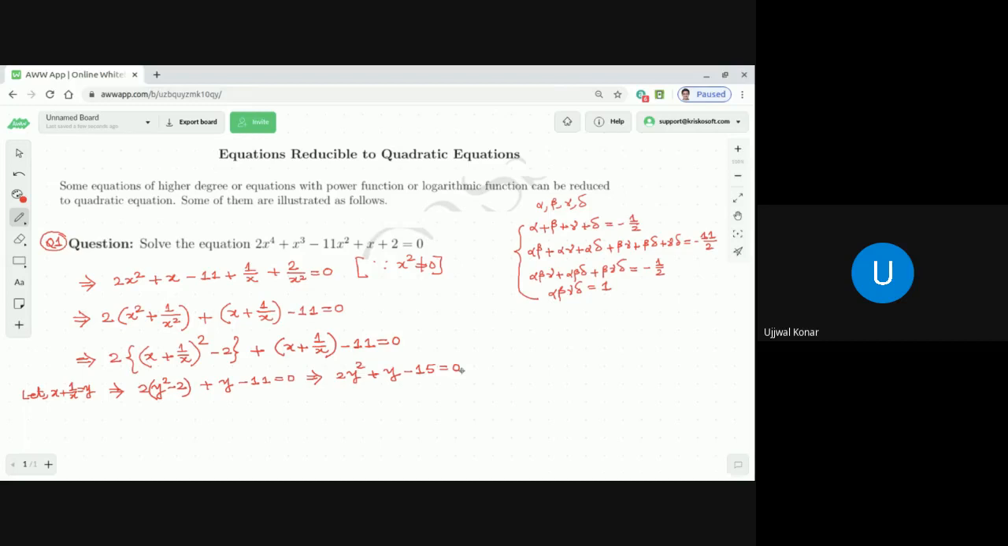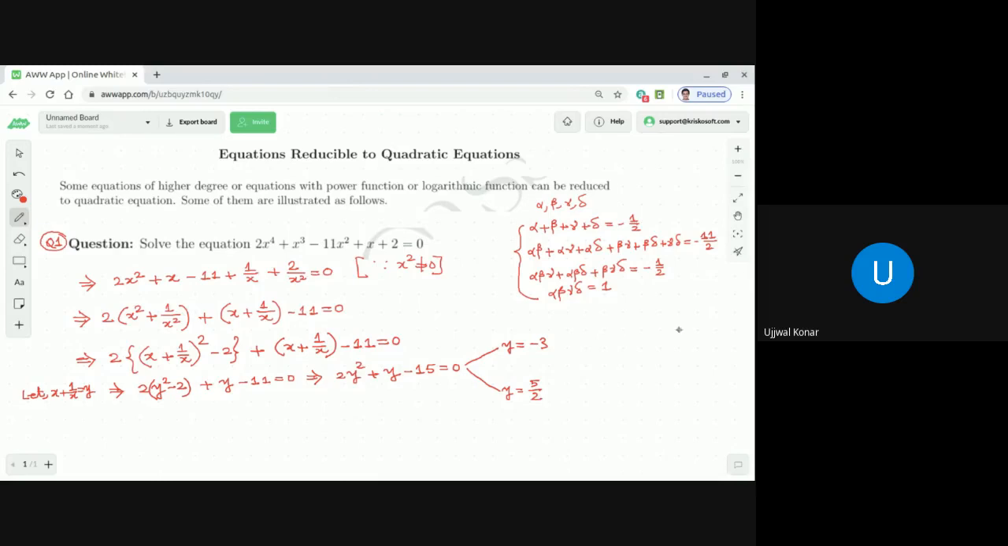So what did we achieve? In x, it was a biquadratic equation, but what we have done is resolved it into a quadratic equation like 2y square plus y minus 15 equal to 0. Now, if you solve 2y square plus y minus 15 equal to 0, I'm not spending time solving it. You will get y equal to either minus 3 or 5 by 2.